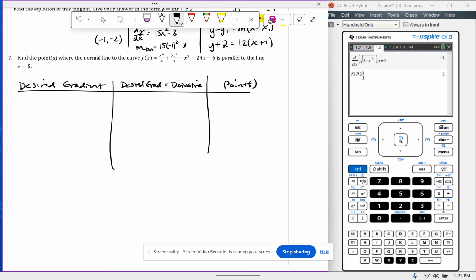Okay, so the desired gradient, well, it needs to be parallel to the line x equals 5. So anything that's parallel to the line x equals 5 will have an undefined slope.